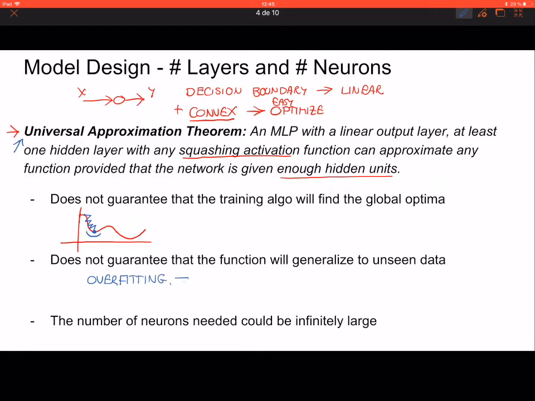And this is basically just that our model sort of memorizes our data, but then it doesn't generalize to unseen examples. And finally, this was one of the main requirements, but "enough hidden units" doesn't put any bounds on the number of units, and in practice this number could be infinitely large. So we might need an infinitely large amount of neurons in order to be able to approximate any function.